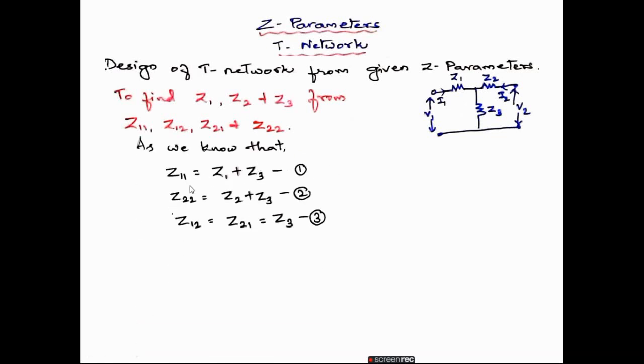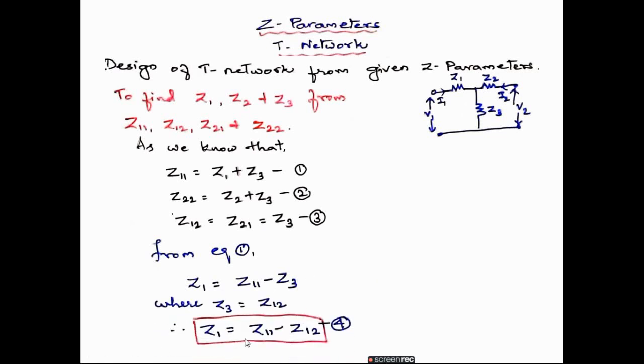As we already know, Z11 is Z1 plus Z3, Z22 is Z2 plus Z3, and Z12 is equal to Z21, which is equal to Z3 for a T network. Now from equation 1, Z1 is equal to Z11 minus Z3. What is Z3? Z3 is simply Z12 or Z21, if it is a reciprocal network. So Z1 will be equal to Z11 minus Z12. We found Z1.